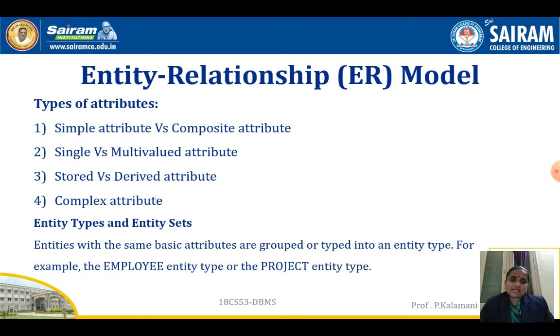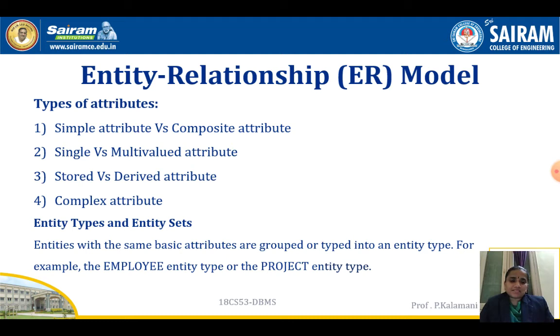Composite attribute means it is again divided into subparts. It's divisible. For example, if we take name of the student, name again we can divide into first name, middle name and last name. This is an example for composite attribute. The next one is single valued attribute, which means the attribute will take only one value. For example, if we take USN of a student, each student will have only one USN. That is an example for single valued attribute.